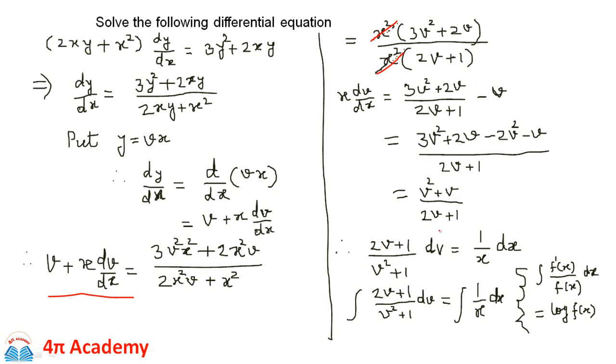So now we have to again separate the variables. So we write this equation as 2v plus 1 divided by v square plus v into dv is equal to 1 by x into dx. Then the next step is you have to integrate this equation. So now let us integrate this. So integration of 2v plus 1 divided by v square plus v dv is equal to integration of 1 by x dx.